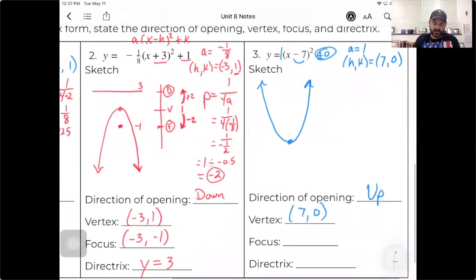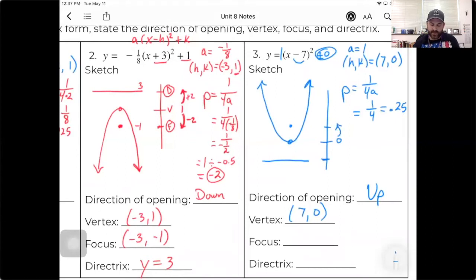That means if I'm going to do my vertical scale, my vertex is at y value 0. My focus is going to be up from that, so it'll be a positive number. And my directrix line will be below that 0, so it'll be a negative number. Okay, so to find that, remember we do 1 over 4a. A is 1, so that's just 1 over 4. And then again, it's helpful if we change that to a decimal. That's 0.25. That means from 0, I'm going to go up by adding 0.25. And I'm going to go down by subtracting 0.25.